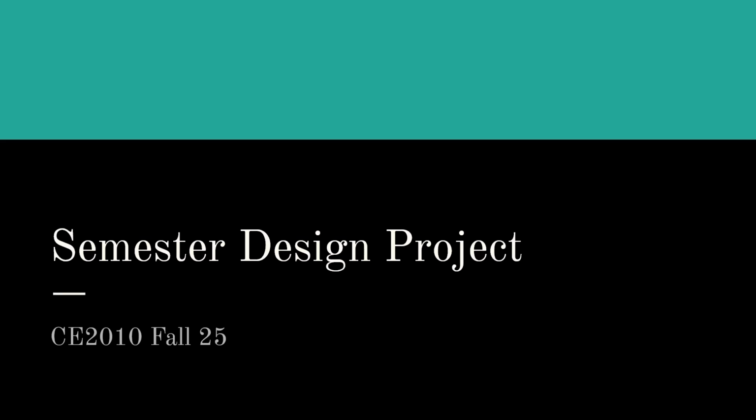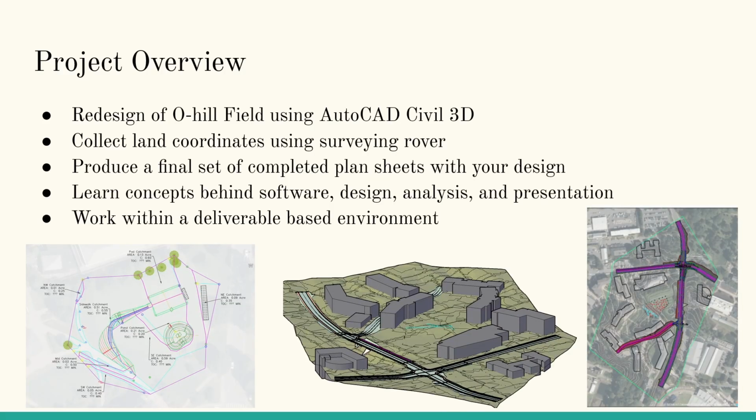So as you can see, we're going to do a semester-long design project, and this is going to take place in AutoCAD Civil 3D. Just a quick overview of the project: what you're going to do is redesign O'Hill Field, that's by O'Hill and New Dorms, in Civil 3D. You're going to physically go out and collect land coordinates using surveying equipment, and throughout the semester, you'll produce a set of plan sheets that will include your full design.